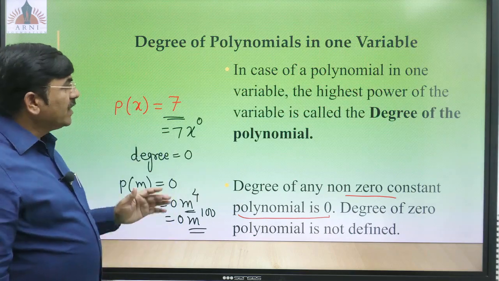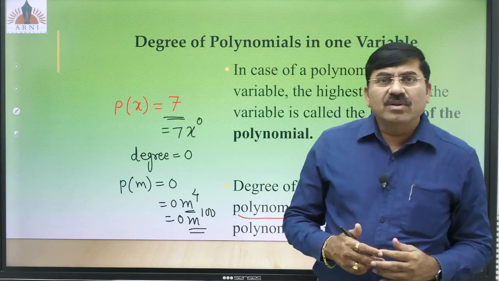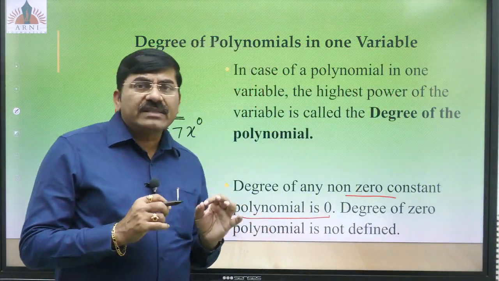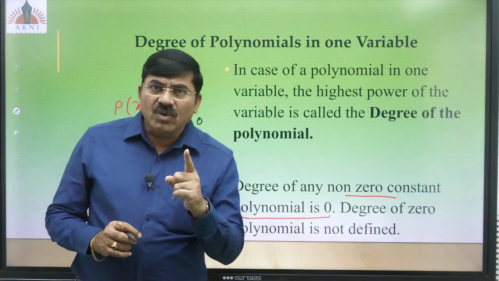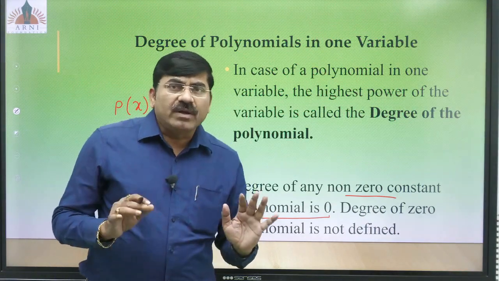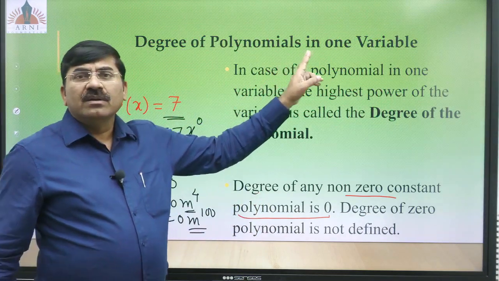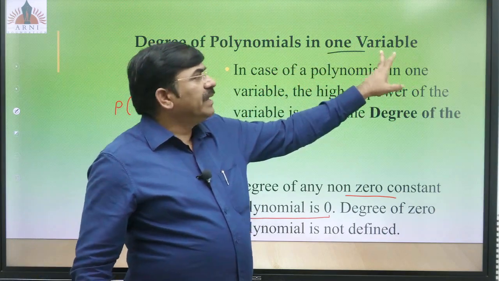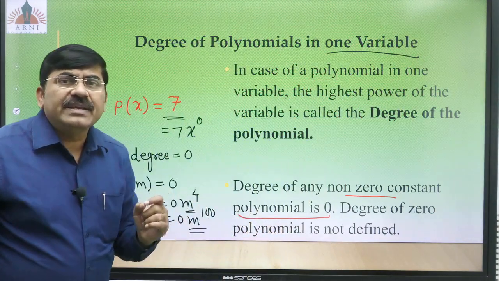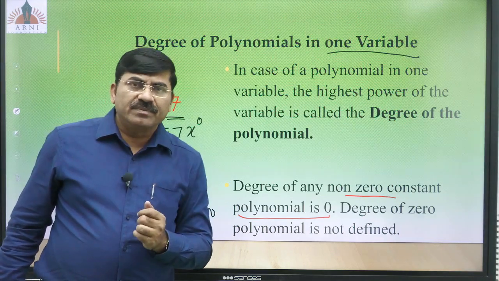So, that is why in any question if they ask you to find the degree of the polynomial, we have to find the highest power, and if it is a constant polynomial then write degree 0, and if it is the zero polynomial then its degree is not defined. This is all about the polynomial in one variable. If one variable is used, then we can define its degree by just finding the highest power.